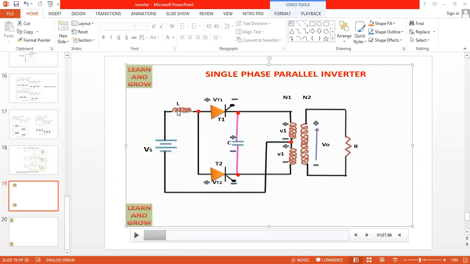It will stop the AC component. It will pass only the pure DC. So this is one of the reasons, if the supply is not a pure DC. So you should remember why we are placing an inductor in series with this supply.